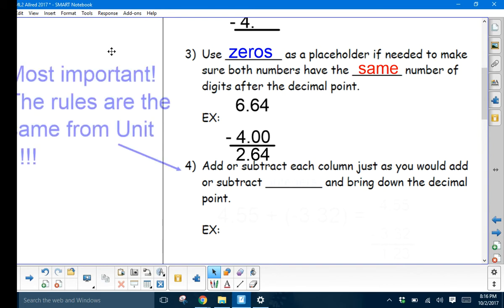Now, here you go. The most important thing is that the rules we talked about in Unit 1 are still the same here when we're adding and subtracting decimals. You could line them up all day long. Use zeros as placeholders all day long.